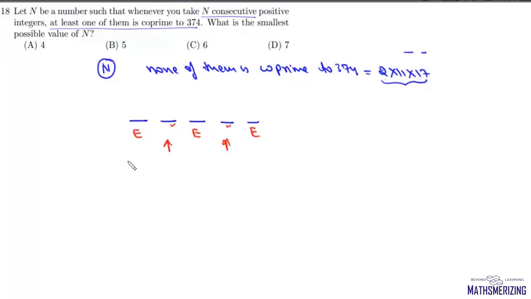Say for example, if we take 118, 119, 120, 121 and 122. Now all these three numbers are even, so they cannot be co-prime with 374. This 119 is 17 into 7 and 121 is 11 into 11. So out of all these five numbers, none of them is co-prime to 374. The maximum number of n that we can have so that none of them is co-prime to 374 is 5. Now we need at least one of them to be co-prime to 374. Then that number has to be one more than this value 5. So value of n here is 6 and that's your option C.